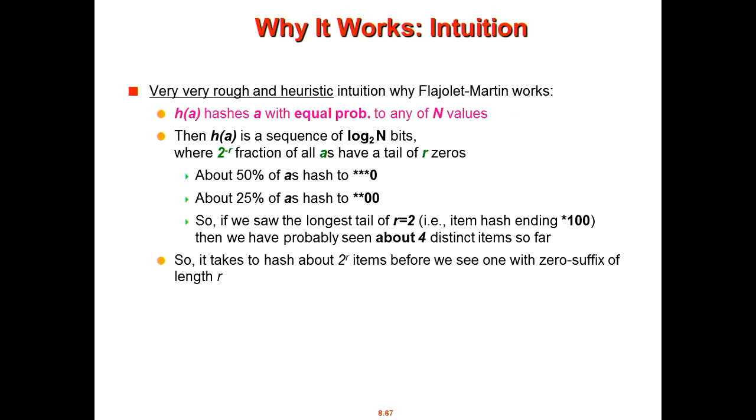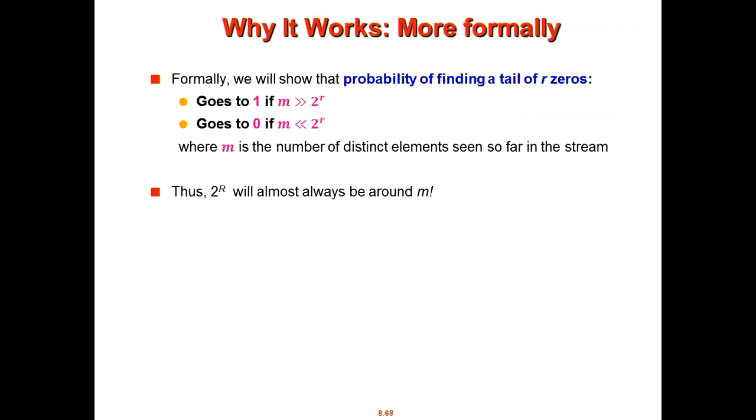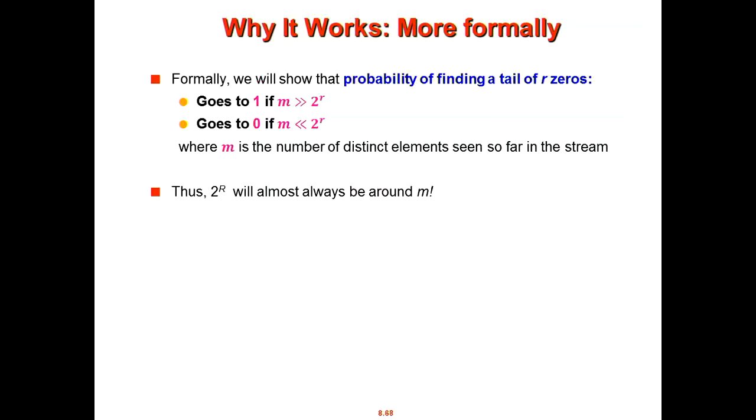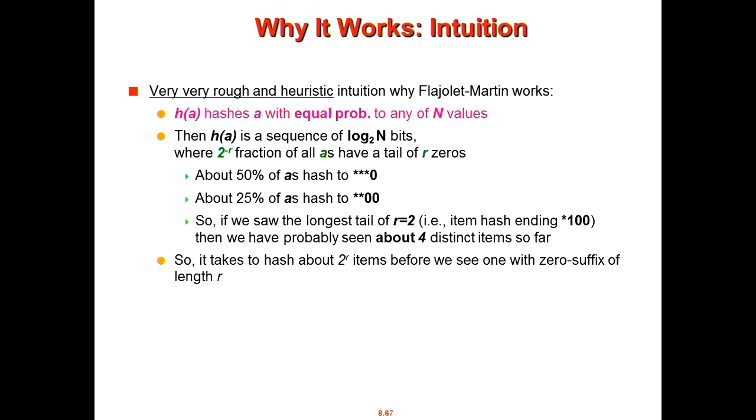It takes about 2 to the power of R items before we see one with R tailing zeros or more. That's why we can use 2 to the power of R to roughly estimate the distinct elements, just because of this observation about the tailing zeros and the percentage of elements that have different numbers of tailing zeros. I'm not sure if I made this clear, because it's not very straightforward to understand.